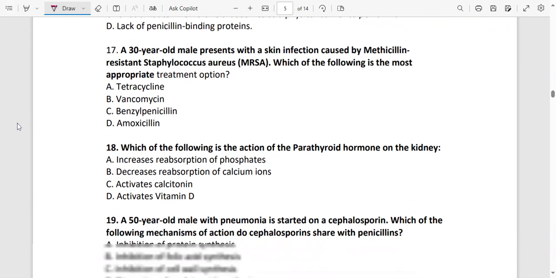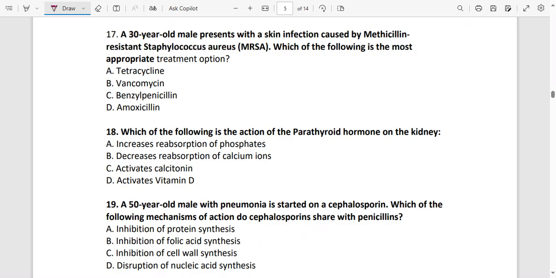Thank you. Number 17, a 30-year-old male presents with a skin infection caused by methicillin resistant staph. Which of the following is the most appropriate treatment option? Tetracycline, vancomycin, benzophenylcycline, amoxicillin. Anyone to help? Vancomycin. Thank you so much.